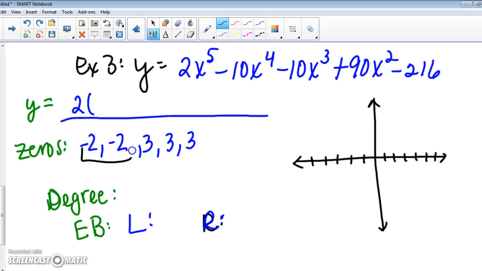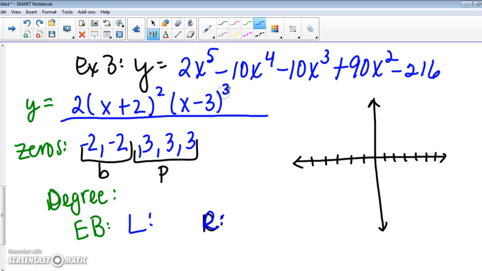Alright, these happen twice, so that's a bounce. And this happens 3 times, so that's a pass-through. So this will be x plus 2, and we'll put a 2 on it for twice. And x minus 3, and we'll put a 3 on it for 3 times. And that's it. The rest is the same. So negative 2, positive 3. We have x to the 5th. That's an odd degree, but the number in front is 2, so it's positive. So I think we're down and up again.